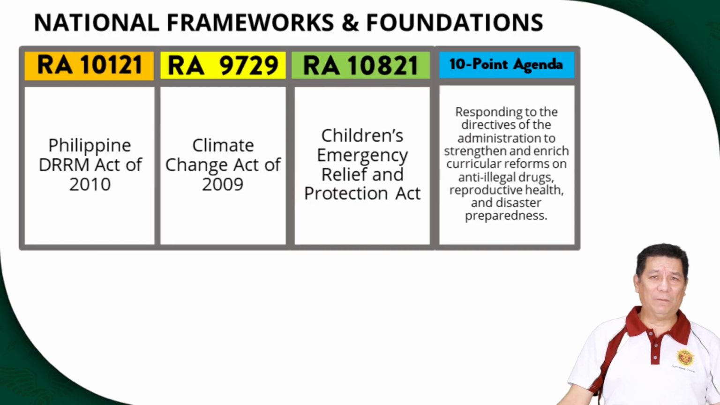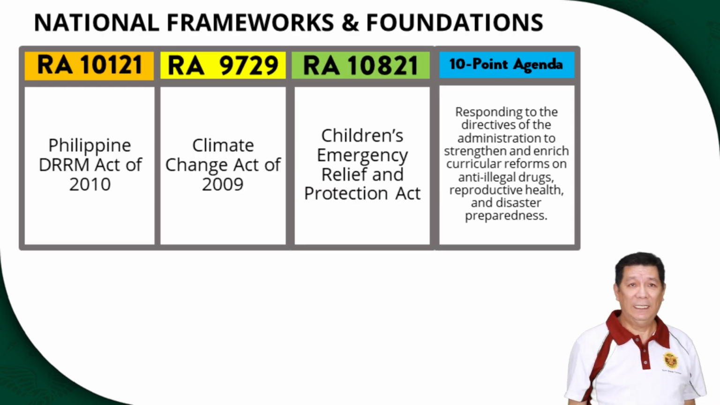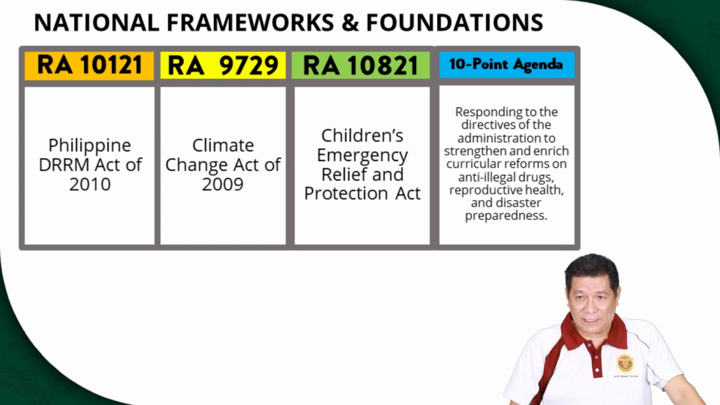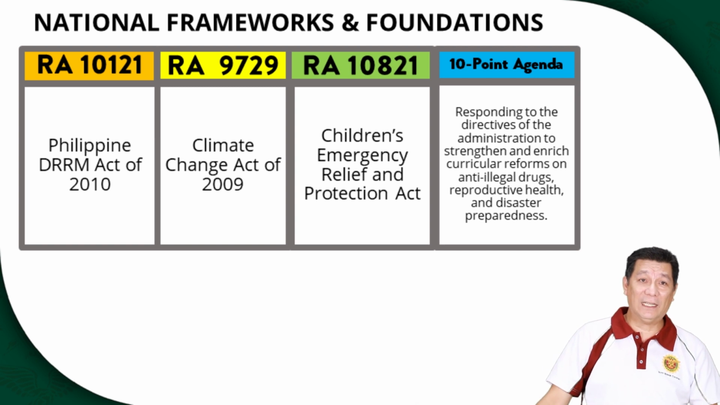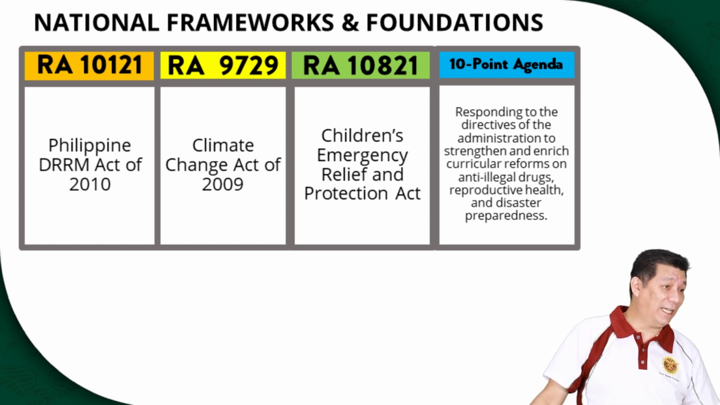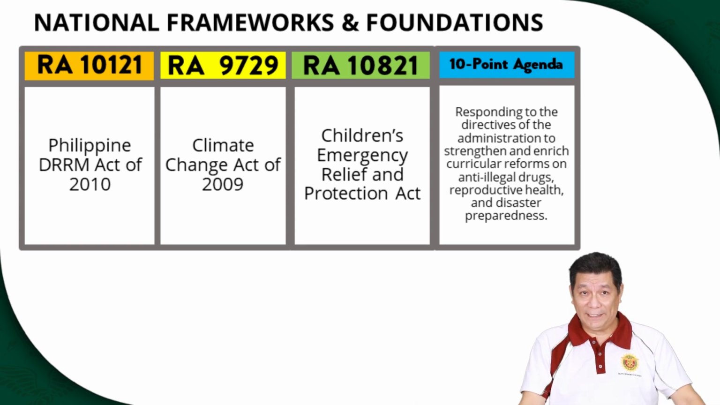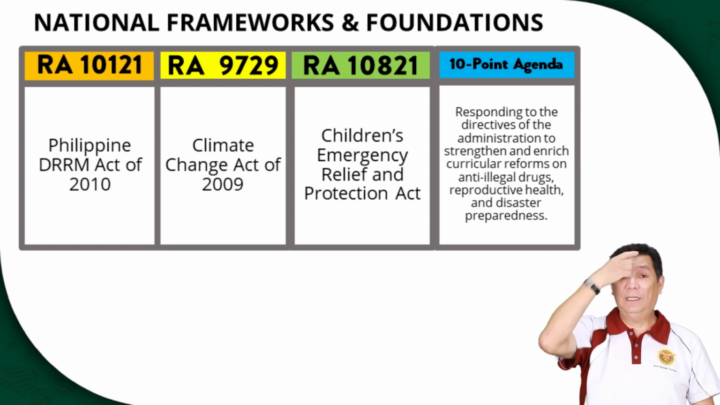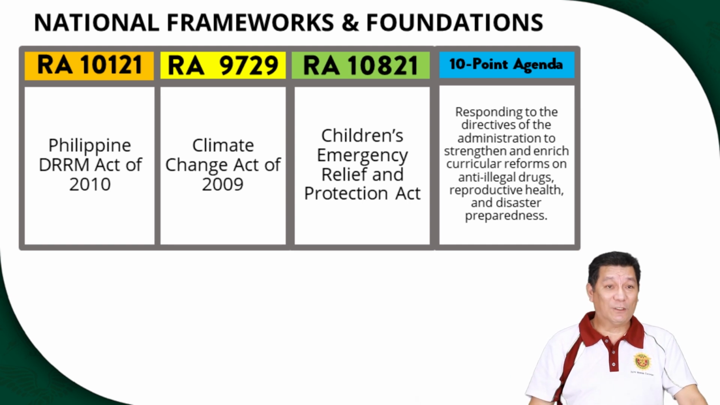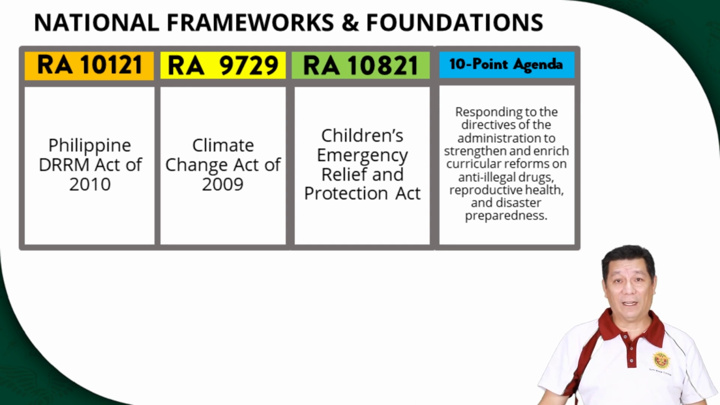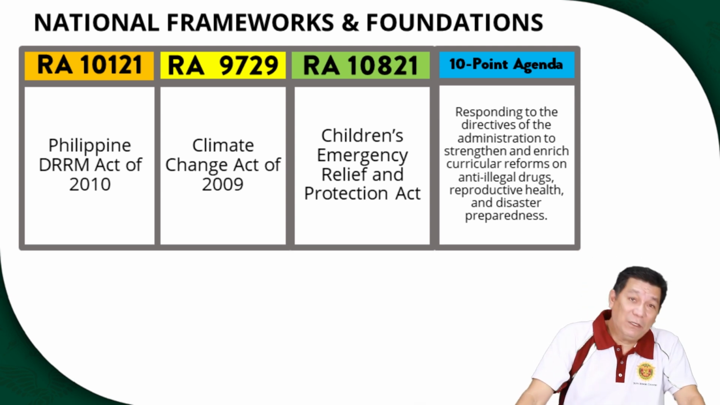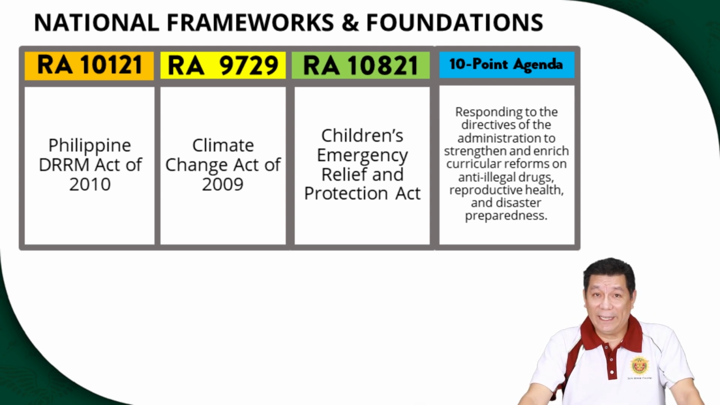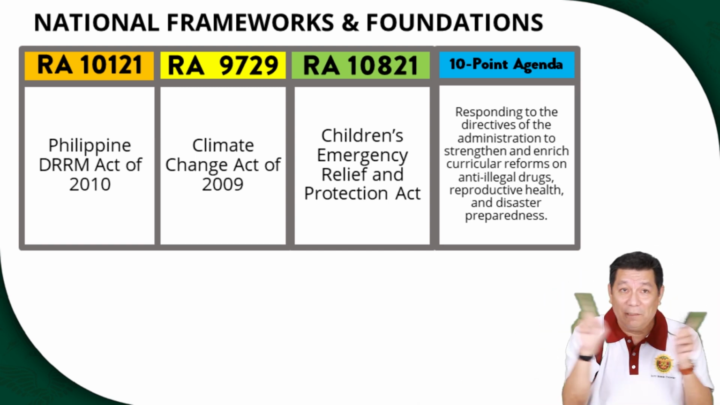We have a national framework. In the Philippines, it took almost 10 years for RA 10121, otherwise known as the Philippine Disaster Risk Reduction Management Act of 2010. It was approved after Typhoon Ondoy and it took 10 years for it to be crafted. Kung hindi nagka-Ondoy, wala tayong DRRM Act. Next, we have RA 9729. Nauna pa yung Climate Change Act noong 2009. And magka-akibat yung dalawa na yan.